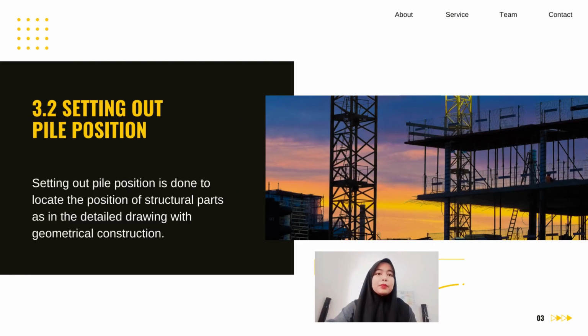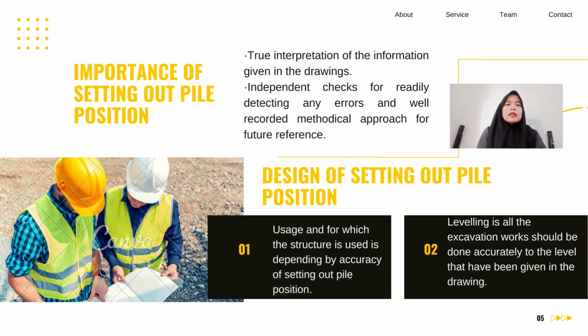For setting out pile position, it is done to locate the position of structure parts as in the detailed drawing with geometrical construction. The importance of setting out pile position is the interpretation of the information given in the drawings, independent checks for readily detecting any errors, and a well-recorded methodical approach for future reference.